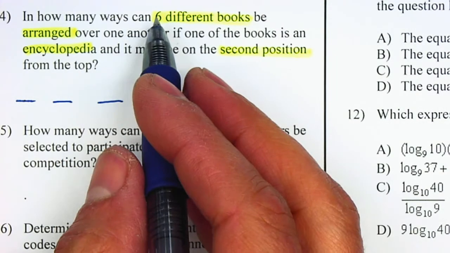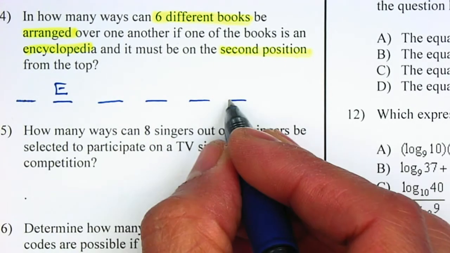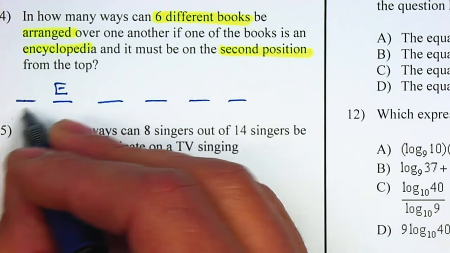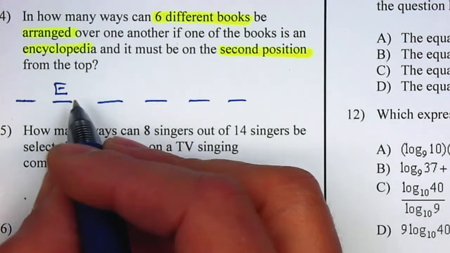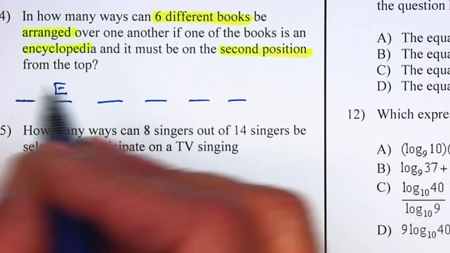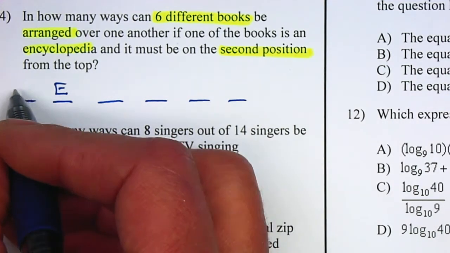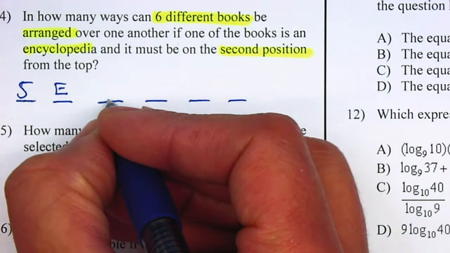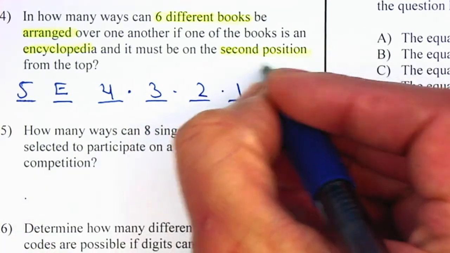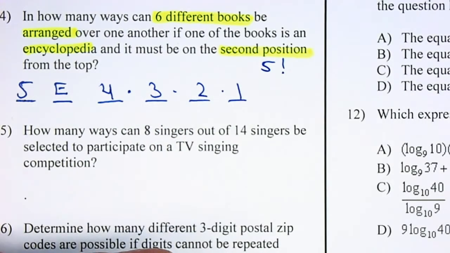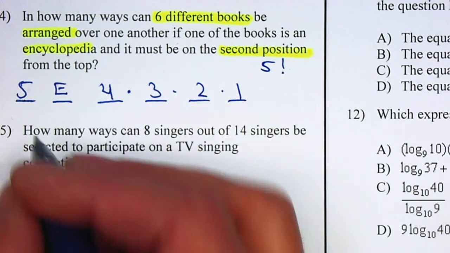There are 2 different ways of thinking about it. Okay, the encyclopedia must be in the 2nd position, so we have it here. How many different books do we have left? 5. So the answer will be 5 factorial. That's one way of thinking about it. Another way is, okay, the encyclopedia is in here. How many different books are left for this position? We have 5. How many for this position now? 4, 3, 2, and 1. Which is the same thing as 5 factorial, because there are 5 different books that you need to rearrange. So either way you think about it is fine.